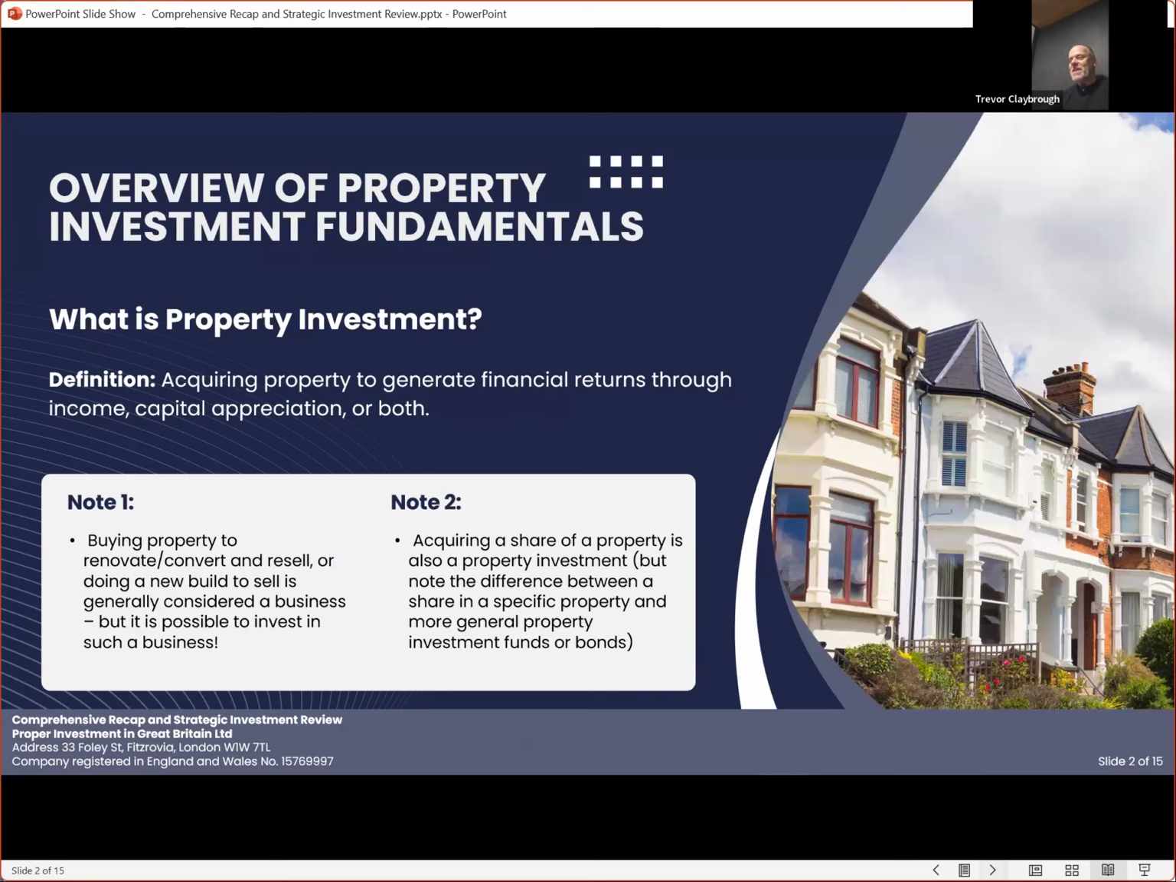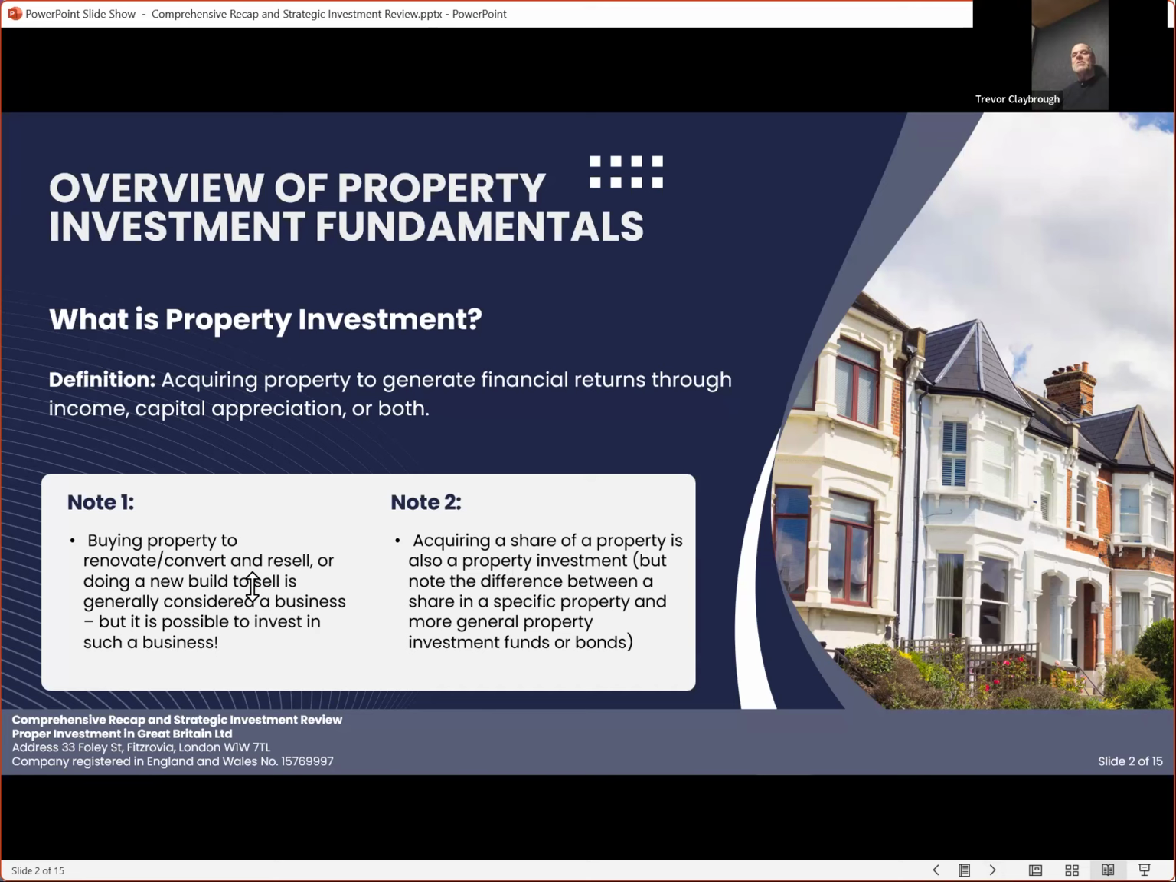So, a very fast overview of property investment fundamentals. What is property investment? It's acquiring property to generate financial returns through both income. When we buy, for example, a buy-to-let, we're renting it out and getting ongoing income, and the income minus the interest we're paying on our mortgage and other costs is the cash flow. We're always looking for positive cash flow, and as much as possible. The other thing we get from property investment is capital appreciation, the value of properties increasing over time. A couple of notes on here.